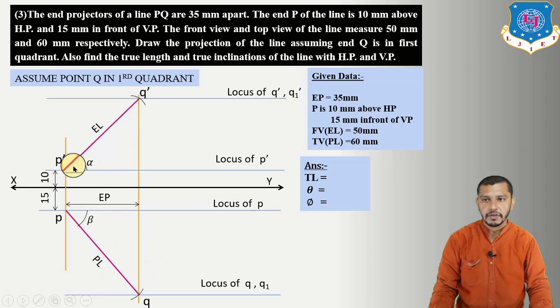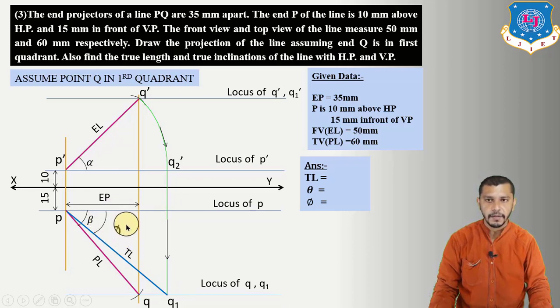So let's try to find out the true length. First of all, take P dash as a center, and radius equal to P dash Q dash. Give an arc on the locus of P dash. Here we will get Q2 dash, and from Q2 dash draw a straight line on the locus of Q. So here we will get Q1. Now connect Q1 to P. This will be our true length, and the angle of this true length is phi. So phi is the angle of inclination of the line with the vertical plane.